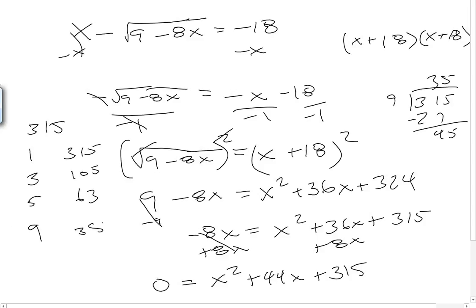And what you see is 9 and 35 work. If I use a positive 35 and a positive 9, they multiply to 315. They add to 44. Now, that might seem hard, but all I did was write out the factors of 315, and I just went in order, so eventually you'll get there.